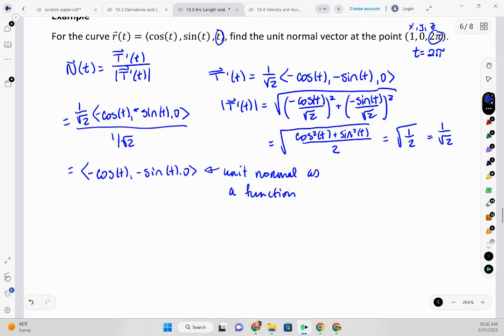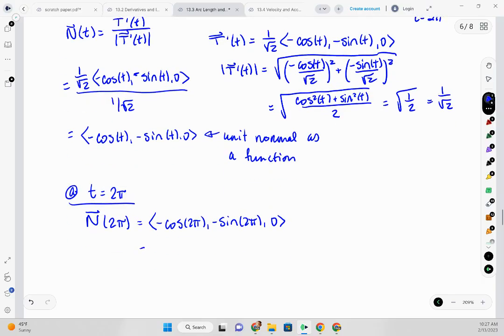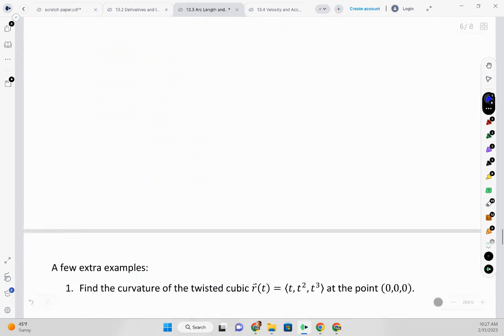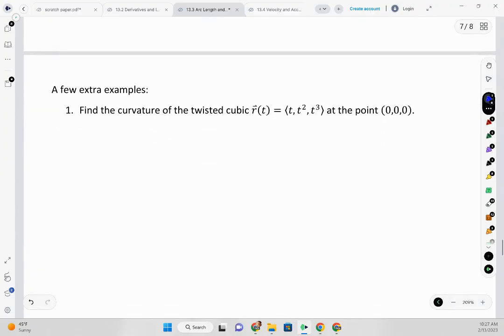But that's not what we were asked for. We were asked to find it at t equals 2 pi. Then we're looking at the unit normal evaluated at 2 pi. So we plug that in, we get negative cosine of 2 pi, negative sine of 2 pi, and 0. And this simplifies to be negative 1, 0, 0. And that is our unit normal vector. Okay, so not too bad at all.